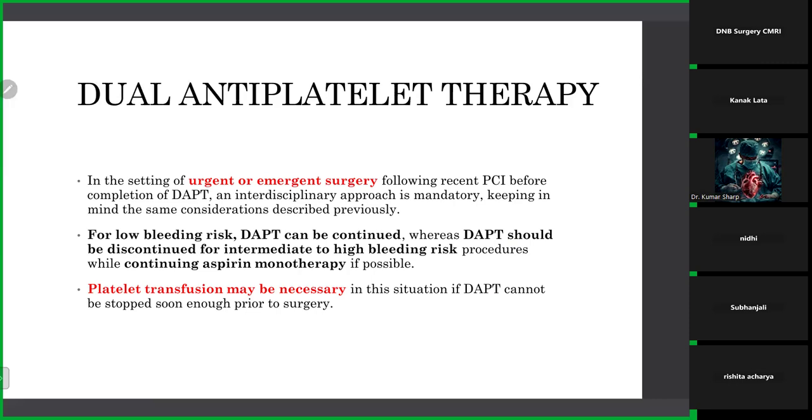Other intravenous antiplatelet agents are also advised, which can be stopped 1 to 6 hours prior to surgery if you bridge them. But that depends, again, upon the patient's thrombosis risk and the bleeding risk associated with the surgery.